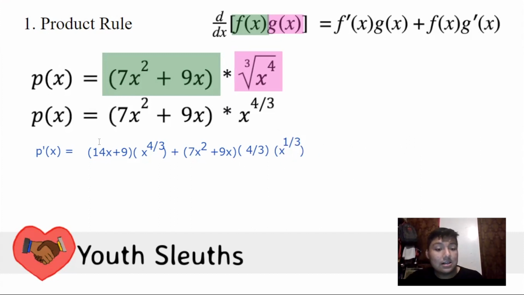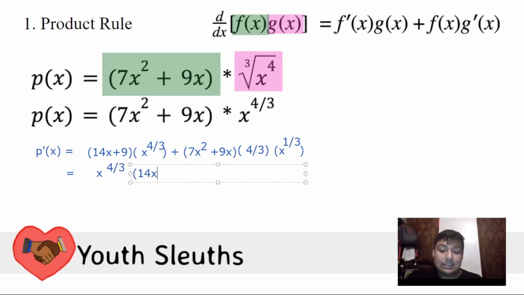Now, in order to simplify further, as a matter of preference, I'd put the x to the 4/3 at the front, and then I'd multiply the 14x plus 9.